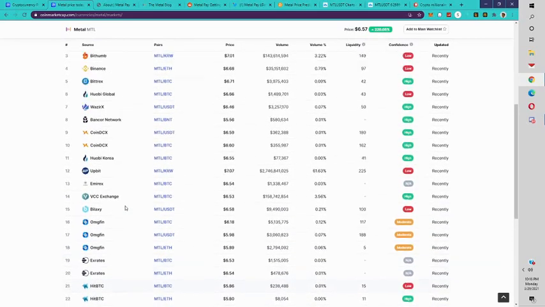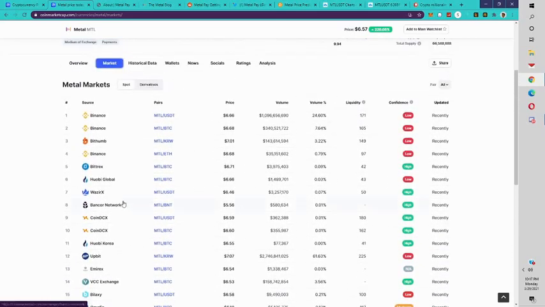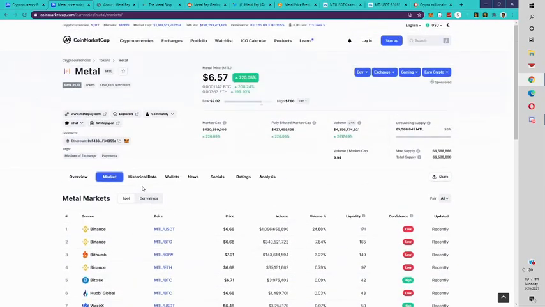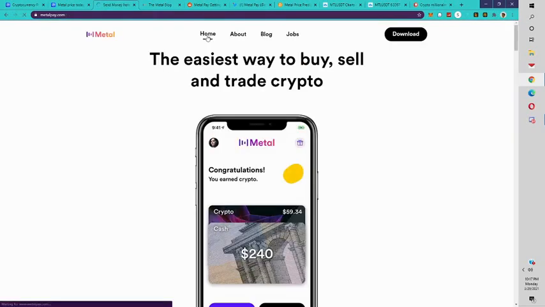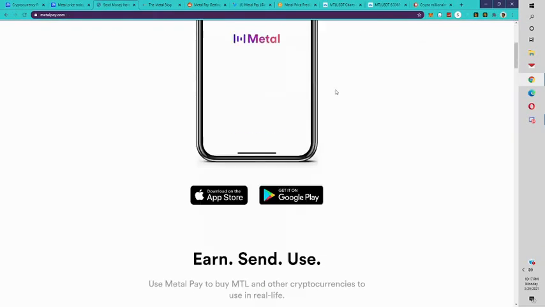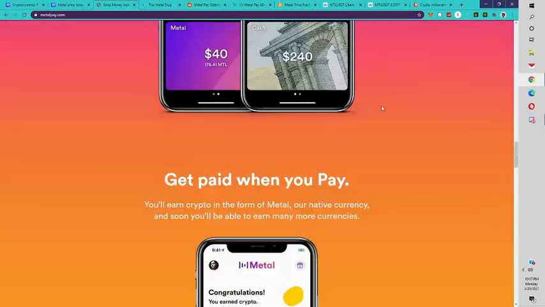So, you know, it's interesting. It looks like most people are getting it on Binance and maybe some on Bittrex, but mostly Binance, right? So, yeah, this project looks very good. They have a really nice website, and it looks like it has a lot of potential.